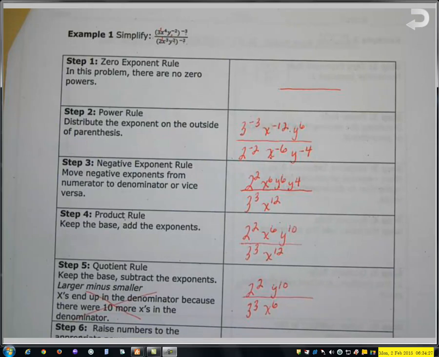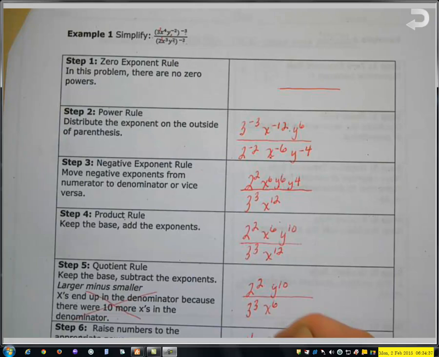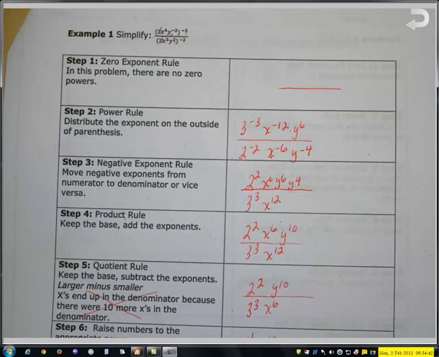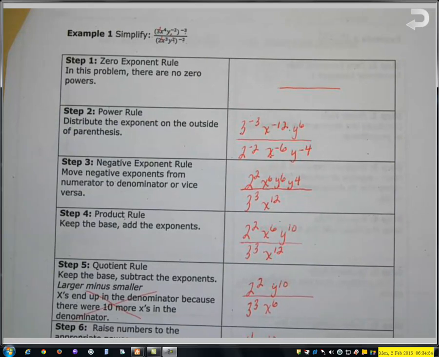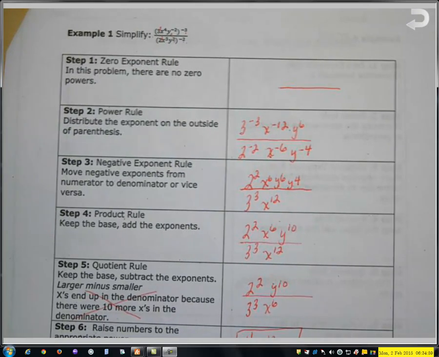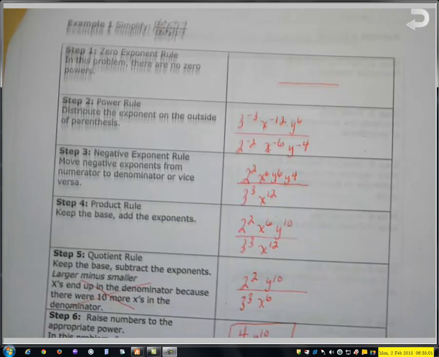Now we're going to raise the numbers to the appropriate power. So 2 squared equals 4. This is basically just simplifying. Y to the 10th, we can't simplify that because we don't know what y is. 3 to the third, well that's 3 times 3 times 3. That's 27. And x to the 6th. Now we just check the coefficients to see if we can reduce them. No, 4 over 27 does not reduce. So this is our answer.